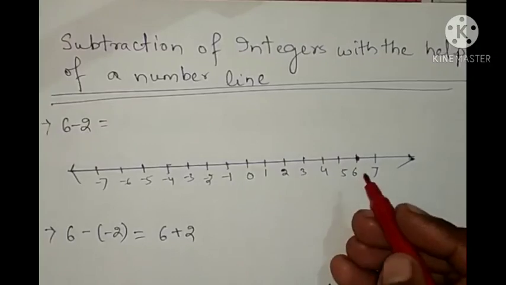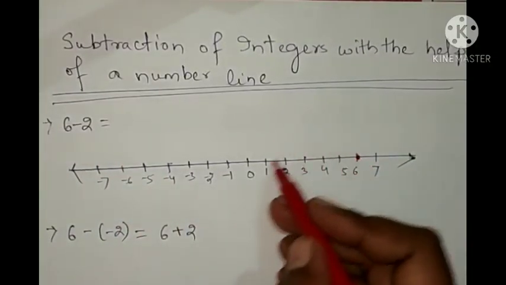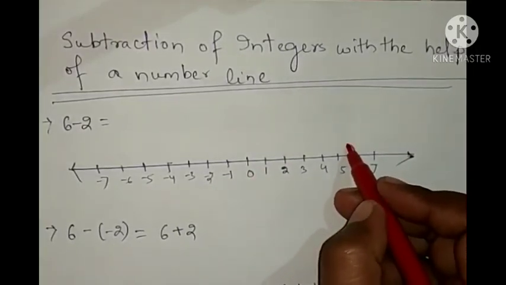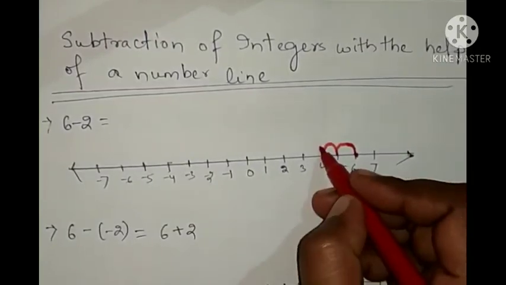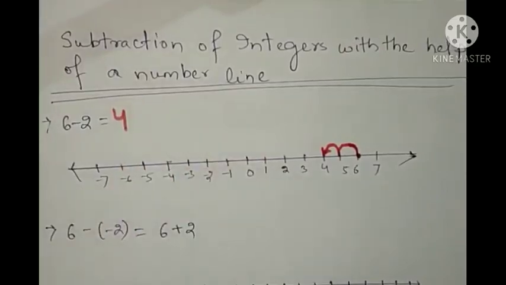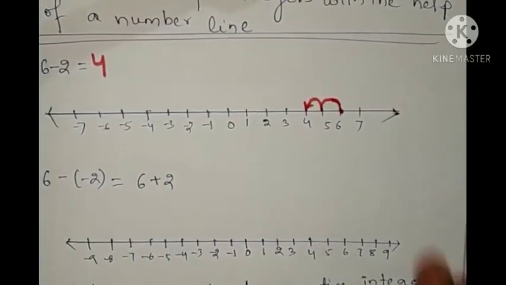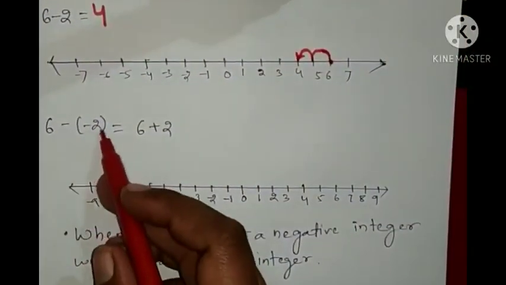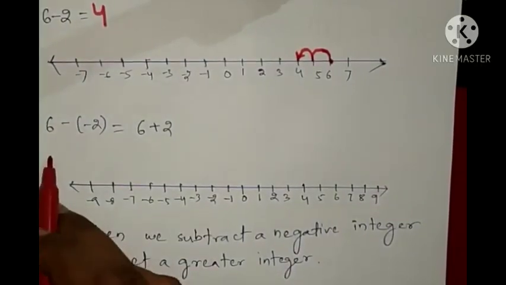So where is minus 2 means what? You move towards left. So 1, 2. Okay. So what is the answer? 4. Okay. Next it is given 6 minus minus 2. For this what you will do? Here 6, then again minus 1.